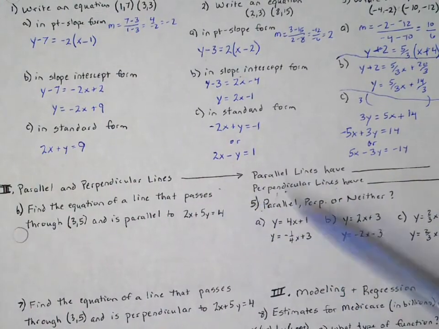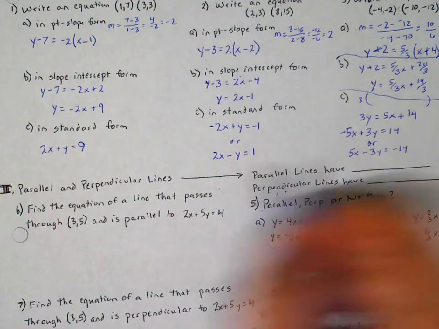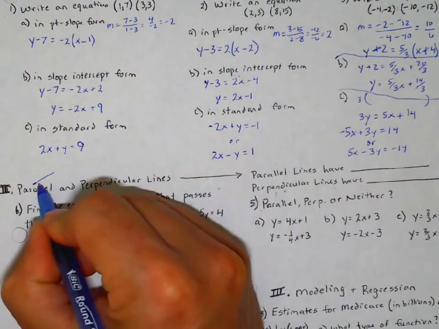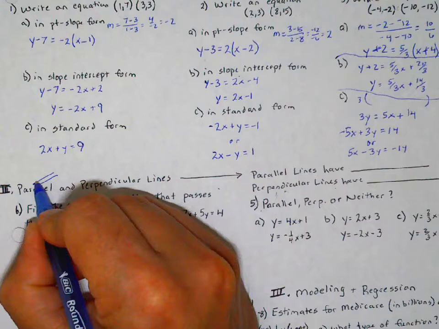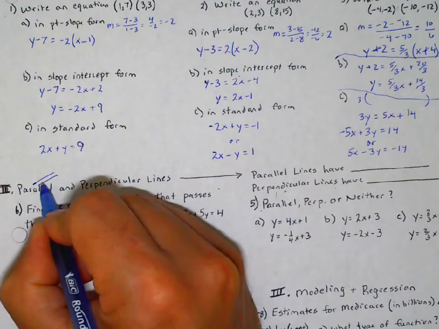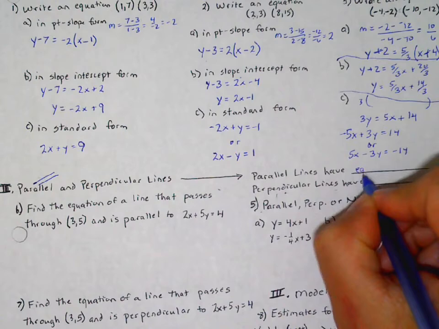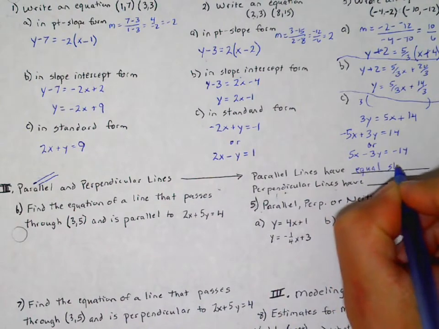Next, we're talking about parallel and perpendicular lines. Parallel lines are lines that never touch. If you think about their slope, if this one goes up 1 and over 3, this one's also going to have to go up 1 over 3 to keep the same distance apart. So they have equal slope.